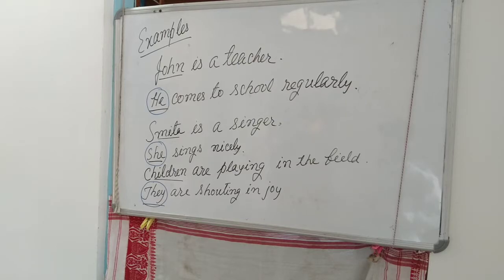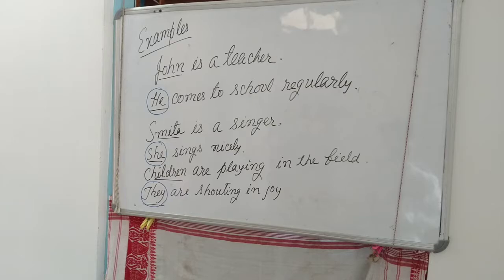Children are playing in the field. They are shouting in joy. Here also we use the pronoun they in place of children in the second sentence. We do not repeat a noun again and again when we refer to them in the other sentences.